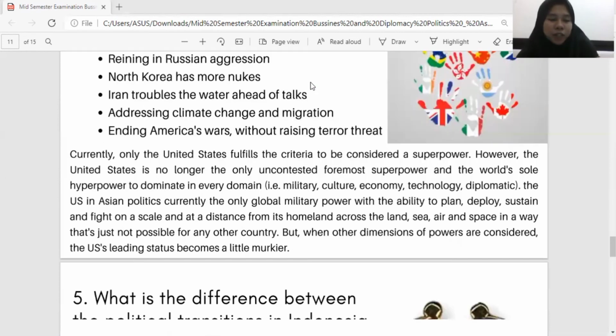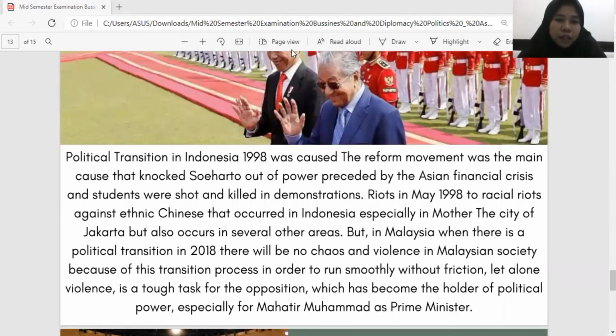So the last question is the reform movement was the main cause that knocked Soeharto out of power, beset by the Asian financial crisis and triggered by the Trisakti tragedy, in which four Trisakti University students were shot and killed in a demonstration. Riots in May 1998 became racial riots against ethnic Chinese that occurred in Indonesia, especially in the capital city of Jakarta, but also in several other areas.